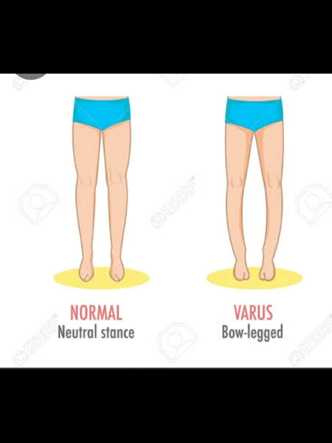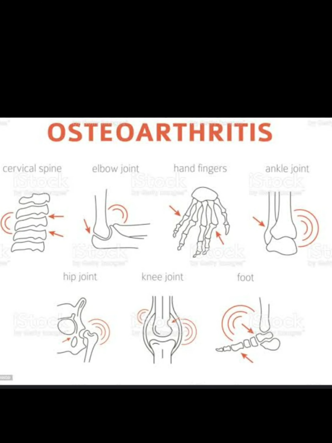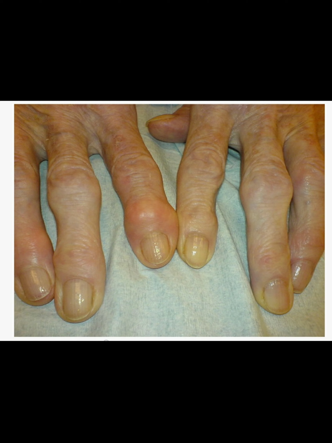Talking about which other joints are affected, these are the cervical spine, elbow joint, hand fingers, ankle joint, hip joint, knee joint, and foot. As we see the palpable nodules in the DIP and PIP, the PIP nodules are called Bouchard's nodes, and the distal interphalangeal nodes are called Heberden's nodes.